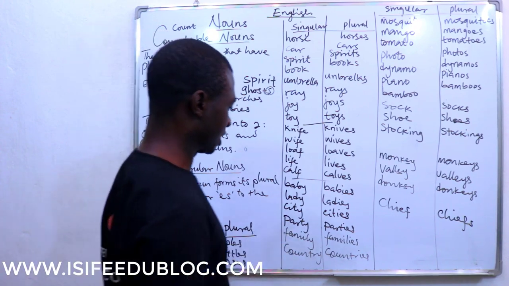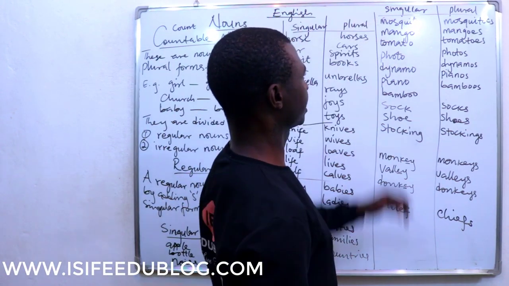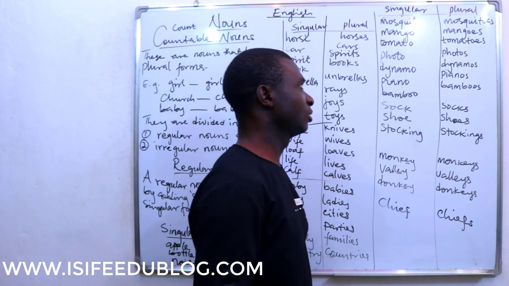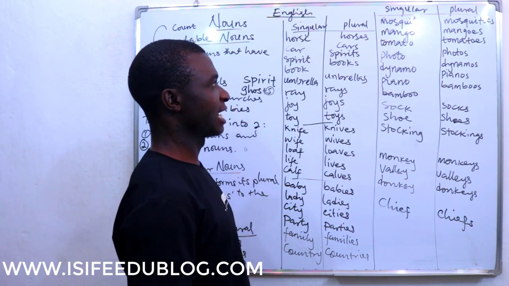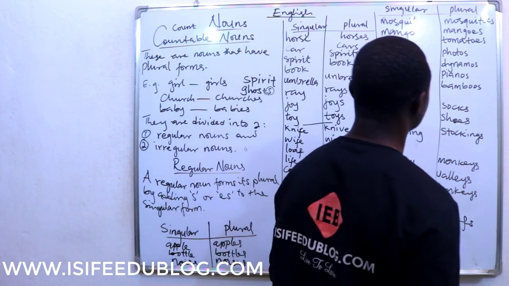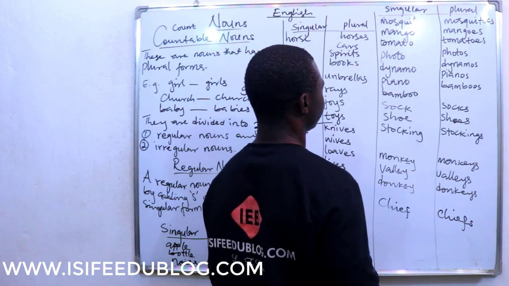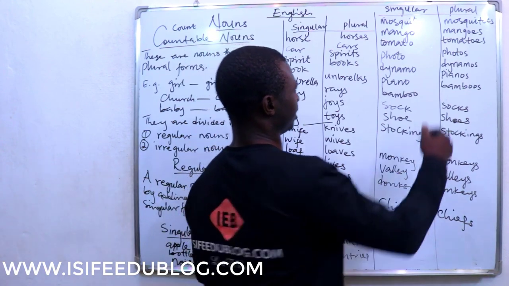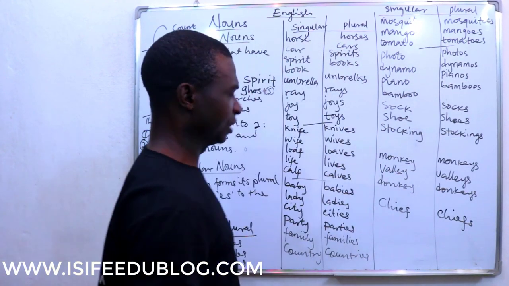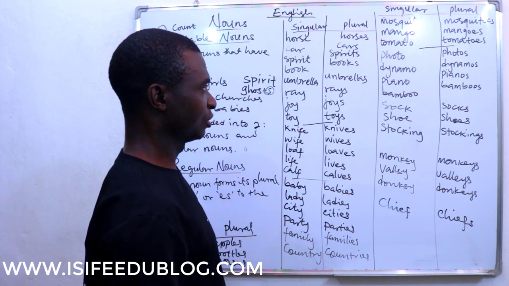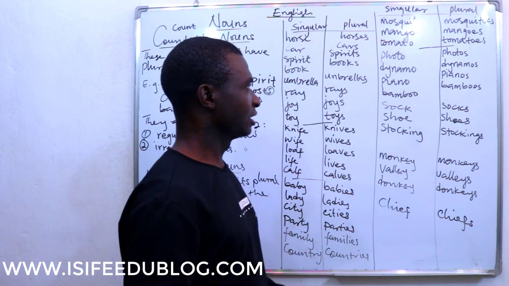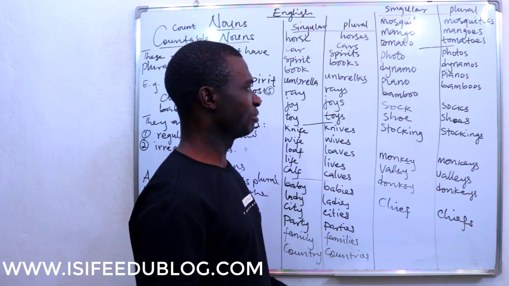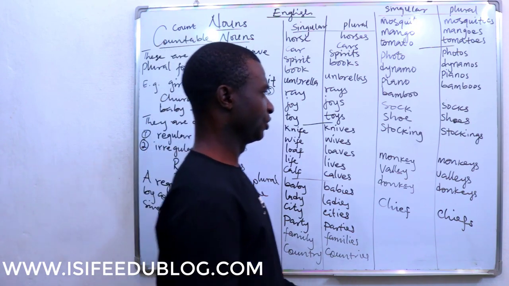Now, we go to other examples. We have mosquito. The O ends this word, and to form the plural, you add an E. Alright? So, mosquito for mosquitoes, there is E before the S. Mango, mangoes. Tomato, tomatoes. But in the next stage, the E doesn't come in. So we have photo, photos, no E. Dynamo, dynamos, no E. Piano for pianos, no E. Bamboo for bamboos, no E.